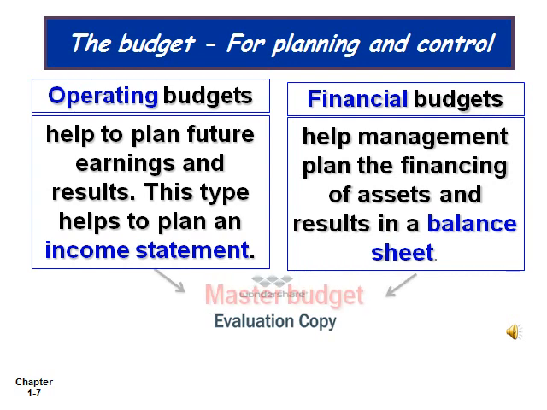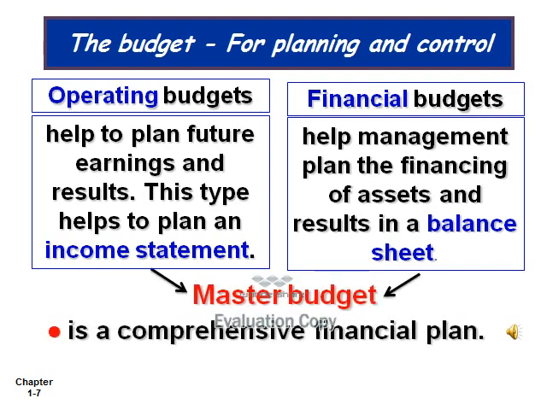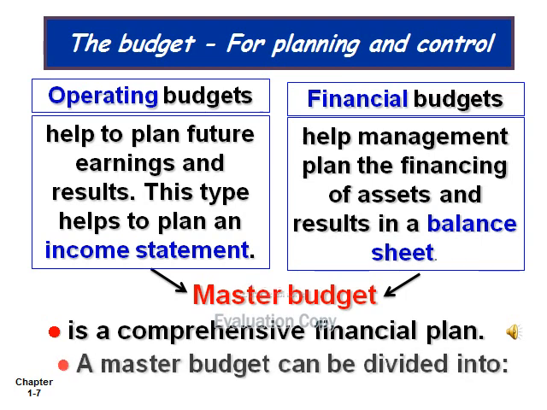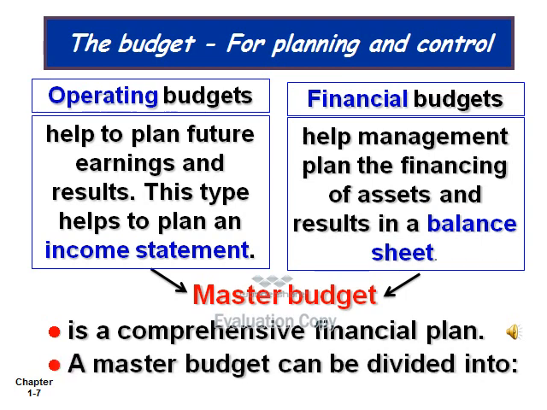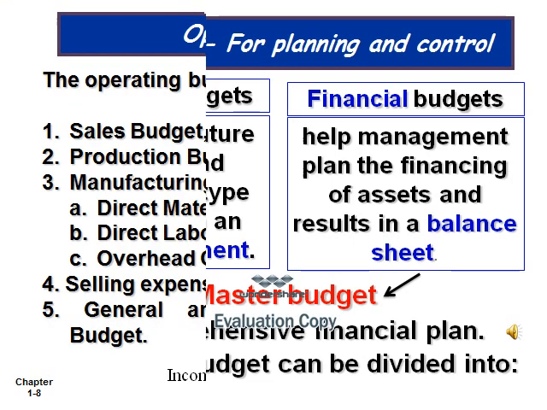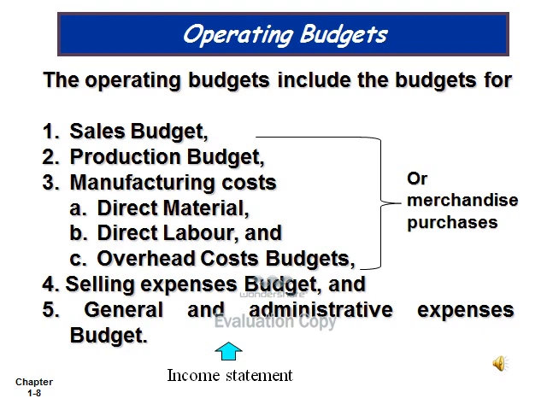Operating budget and financial budget together make the master budget. So, master budget is a comprehensive financial plan. A master budget can be divided into operating budget and financial budget. Let us start with the operating budget.